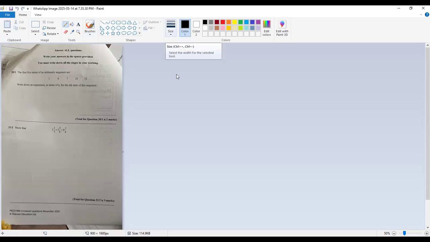All right. I'm trying to get a setting for the pen. Okay, so I'm looking at this question. It says the first 5 terms of an arithmetic sequence are 1, 4, 7, 10, and 13. It says write down an expression in terms of n for the nth term of this sequence.